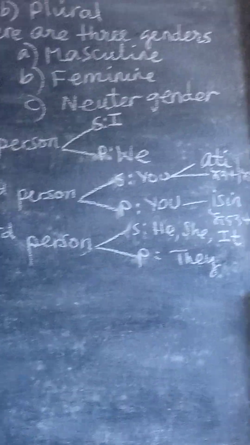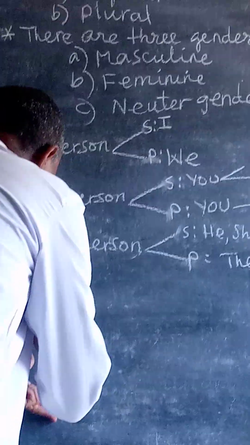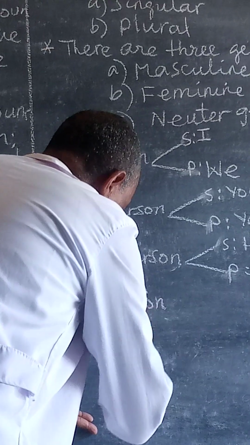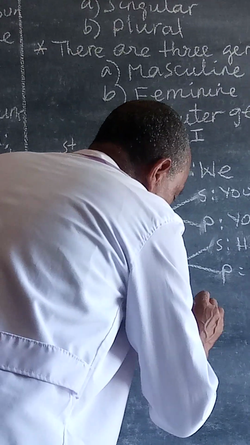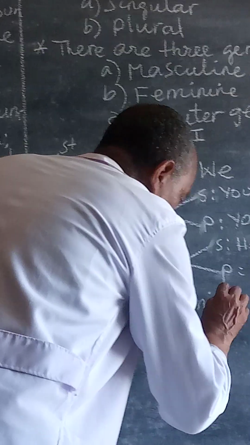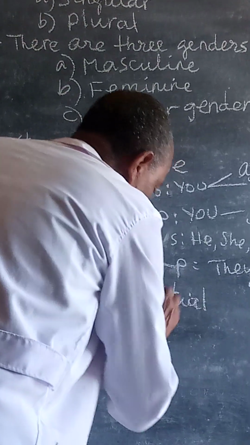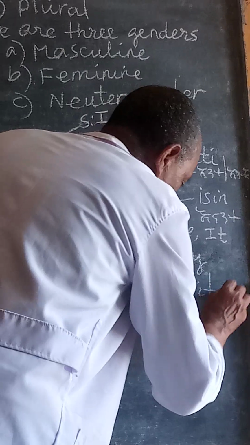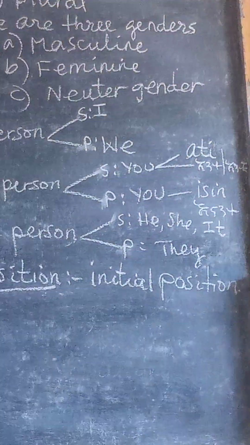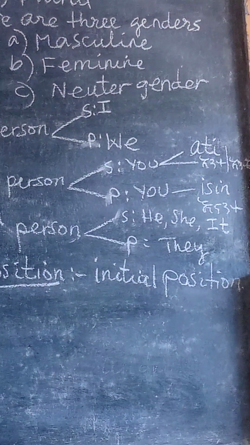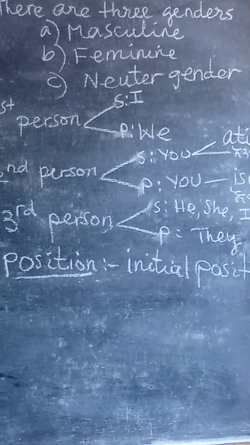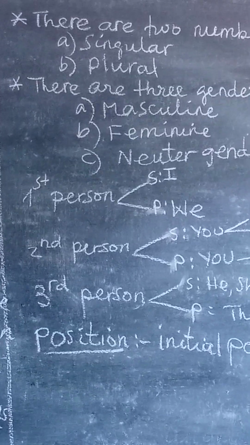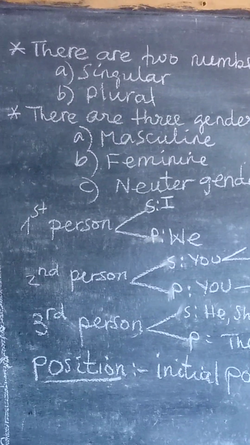Seven subjects. They are placed at the beginning. Position in sentences: they all come at initial position. Initial position means at the beginning of the sentence. This point is all about the subject pronouns in the singular form and the plural form.